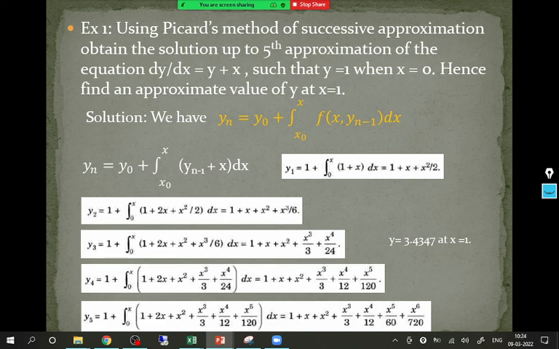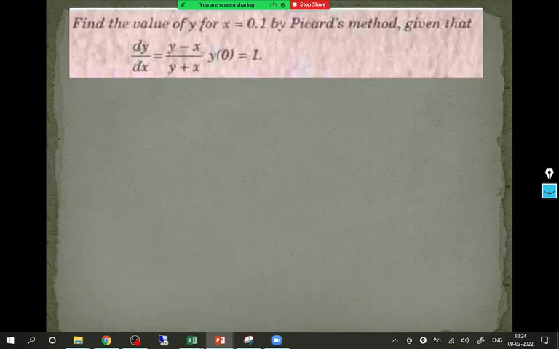Yes, sir. So see, the questions are really simple, based on the formula. Mainly, the most important thing here is this formula. This formula you should be able to recall. And then you can just start with y1, y2, y3, y4, y5, and so on. In the question itself, it is told 5 approximations we have to do. That's okay. One last question on Picard's here.